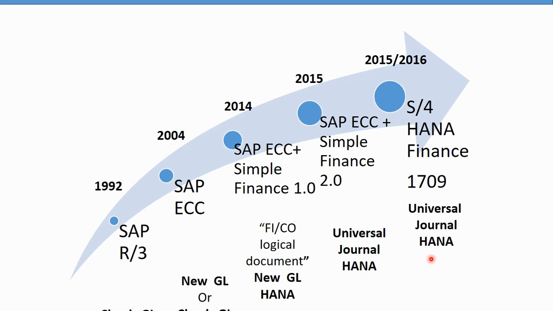So I'm going to go through this in more detail, but I thought it was interesting to see the journey and to understand how things have changed, how we got from Classic through new GL, the first introduction of Universal Journal, and then where we are today. So let's go through these in more detail now.